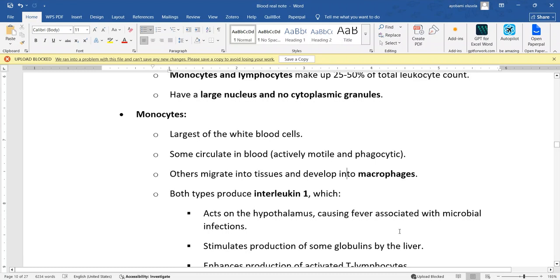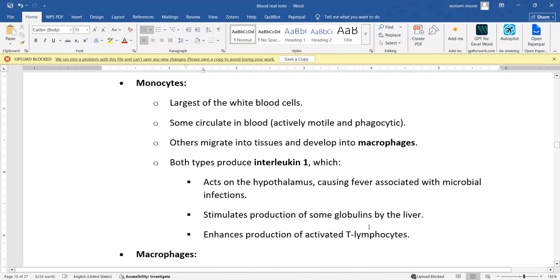Now both the monocytes and the macrophages produce interleukin 1. Now why are we mentioning interleukin 1? Interleukin 1 acts on the hypothalamus, and as a result of that it produces fever associated with microbial infection. So this is what happens when you have an infection. The reason why you have fever is because monocytes produce interleukin 1, and interleukin 1 travels to the hypothalamus in the brain to cause fever. All right.